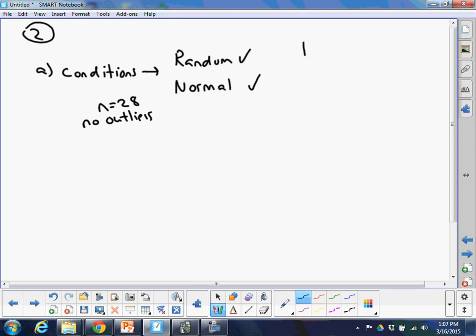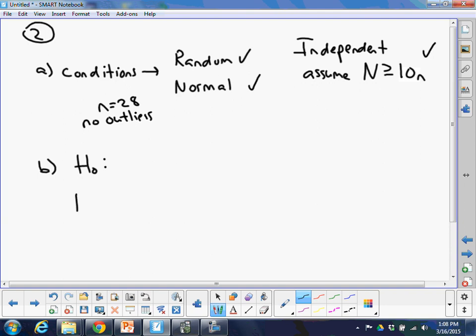And then the third one, of course, being independent. Most of the time you have to assume that because you don't know the population size. But we would assume that capital N is greater than or equal to 10n. Our n was 28. I would assume there are more than 10 times that number of ears of corn out there. So that one can be assumed. Those need to be mentioned. Then we're ready to write our statements. That's going to be our next step.